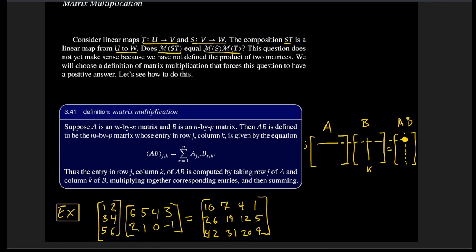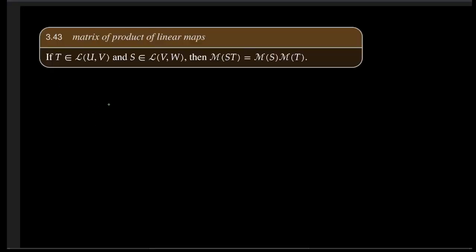Is the matrix of a composition equal to the product, using this definition of matrix multiplication, of the matrices of each linear map? Let's see. Okay, so on to the proof. Let's take T, a linear map from U to V, and S, a linear map from V to W. What we're going to prove is that the matrix of ST is equal to the matrix of S times the matrix of T. Here we have to fix bases so that all of these matrices have the same bases, or at least compatible with respect to the whole thing.